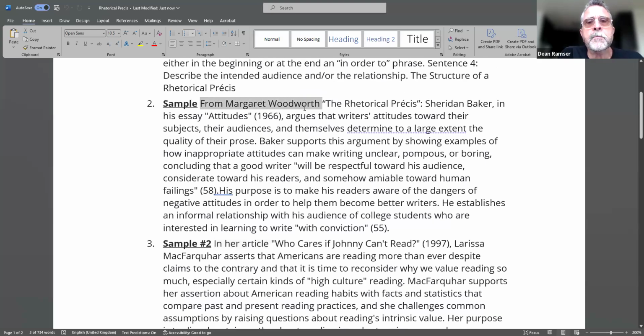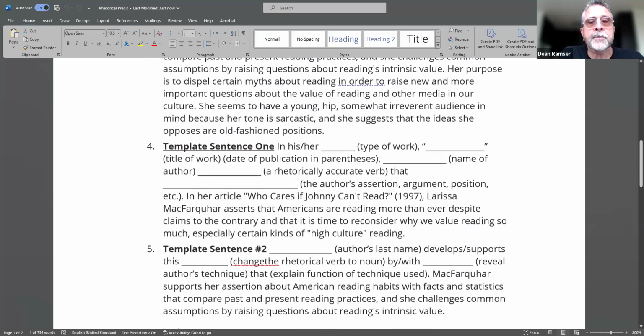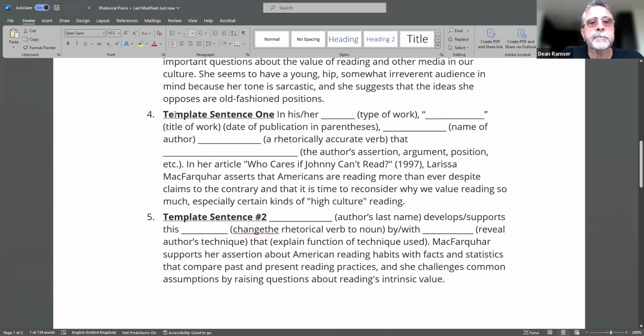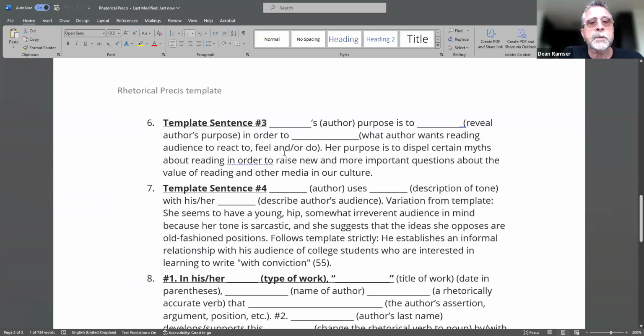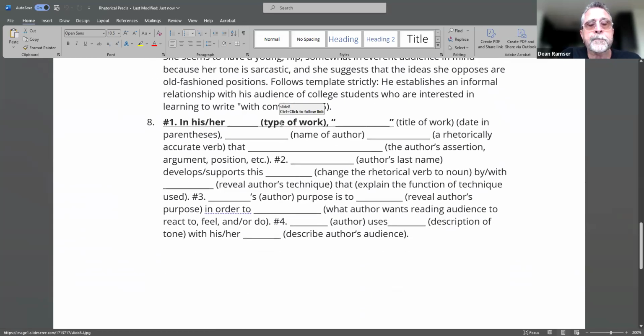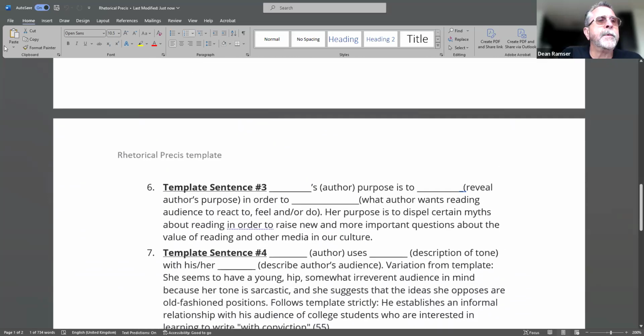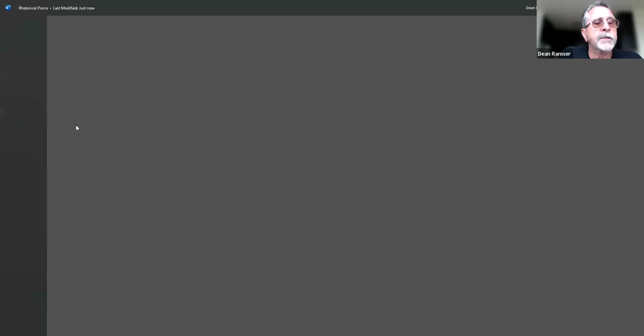Another one says, "From Margaret Woodworth." So we have "from," so it's a reference taken from, and the quotation mark implies it's an article. And again, you have the published date, 1996. So those are both decent examples. Here's the template for one. Here's a sentence. Here's the template for the second example. There's a third template example, and a fourth. So that's pretty good. I will make this a PDF copy and upload this.